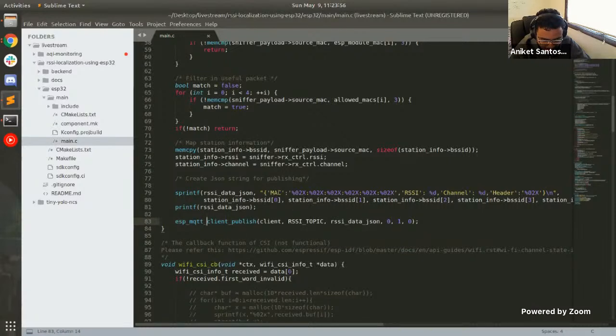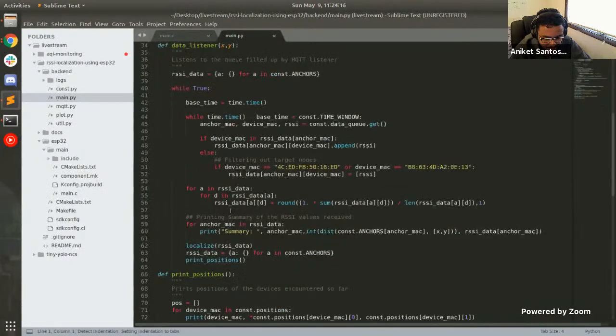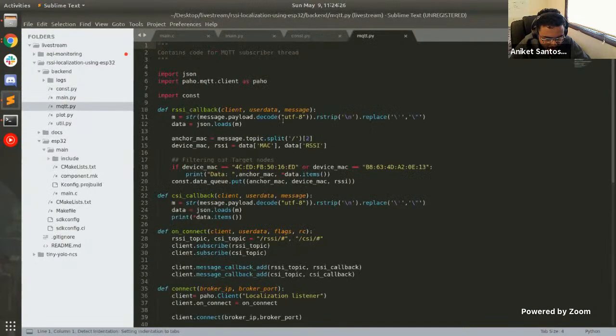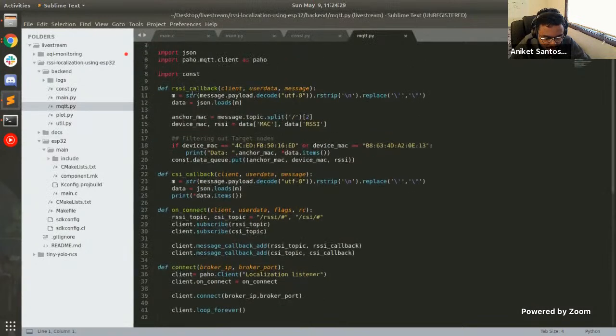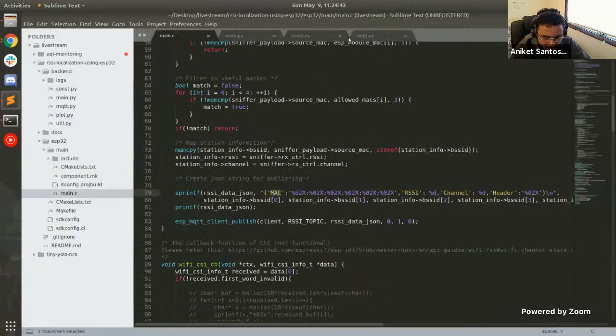Each ESP32 device provides the MAC address of the device it has sniffed, the RSSI value of the packet, and the channel on which it was sniffed. All this information is collected in the backend. So if we go here, let me just open it up. Yep. All this information is obtained in this RSSI callback, which we registered, and we obtained the MAC and the RSSI value, which were published here by the devices.